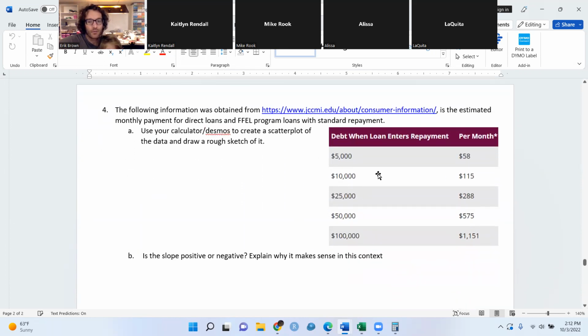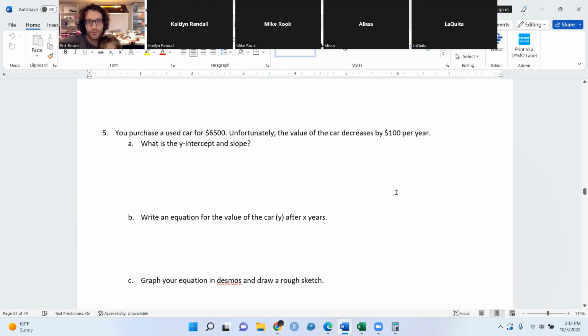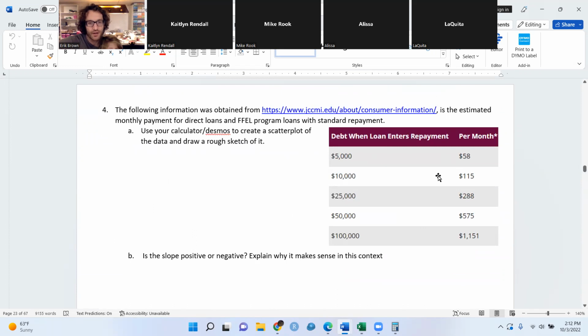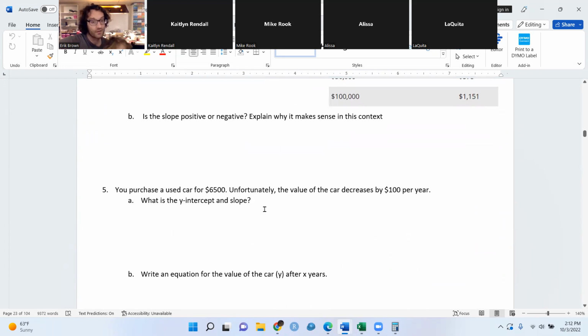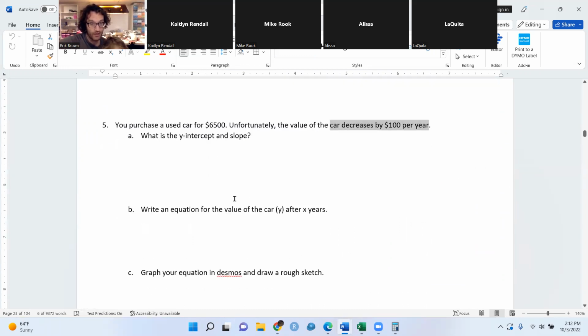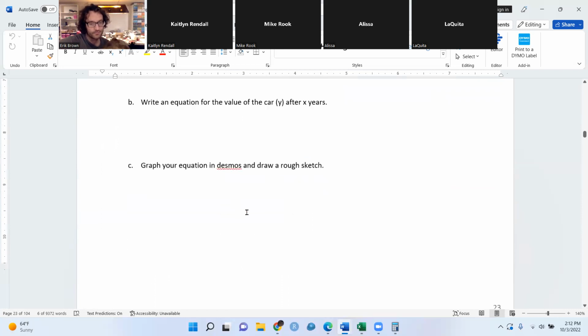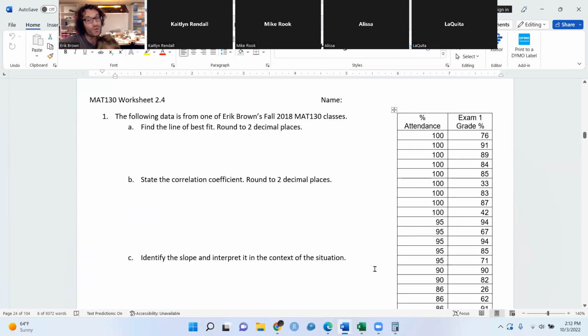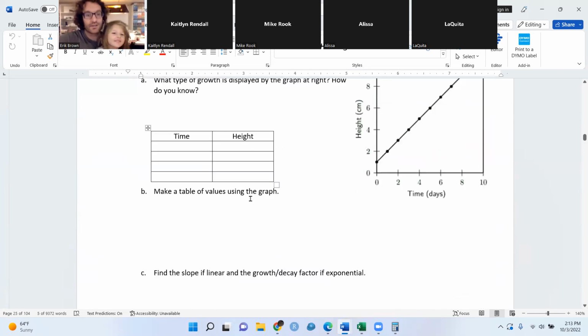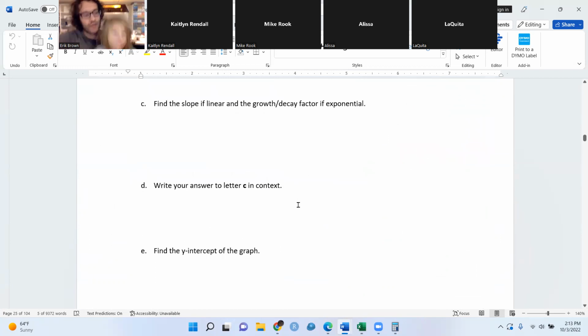So here, number 4 on page 23, you're graphing this and you're going to note what kind of slope it is, whether it's positive or negative, and if that makes any sense. And number 5 is the question we just did. Here's a car you purchased for this much, unfortunately loses value, it decreases by $100 per year. Hey, what's the y-intercept and slope? Hey, can you write the equation? Hey, can you graph it? And then the 2.4 worksheet, you can't do it all because it talks about line of best fit, which we're not going to study until 2.5. So really the 2.4 worksheet and this 2.5 worksheet we'll look at after class or during class on Wednesday.